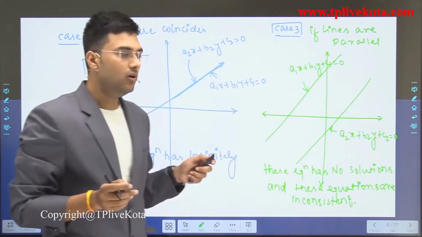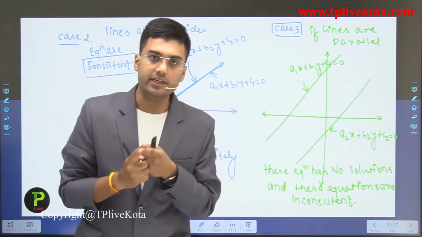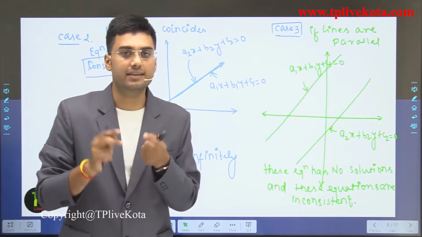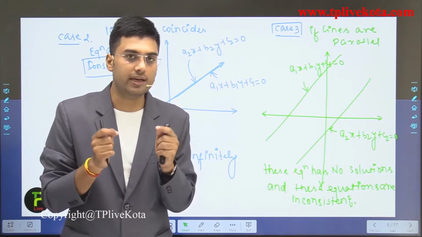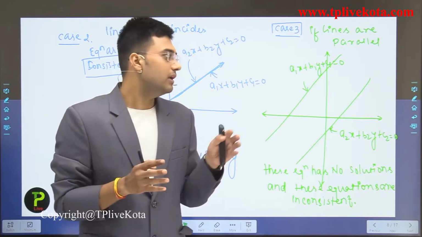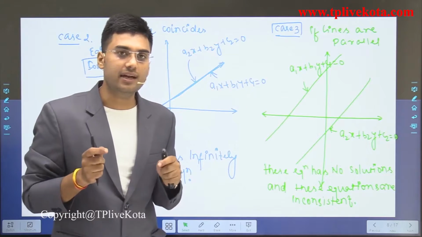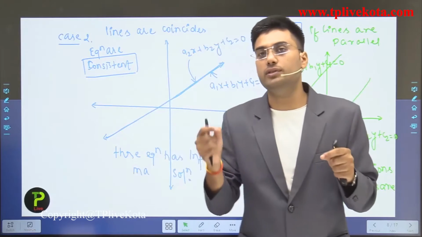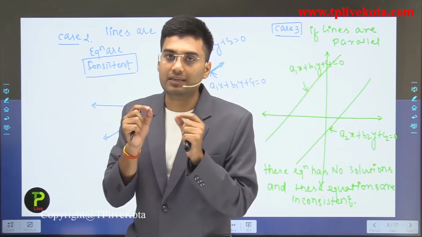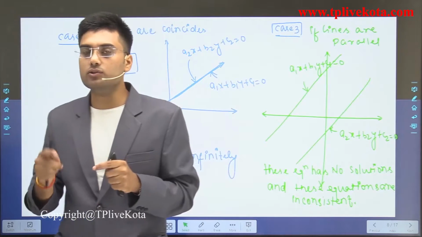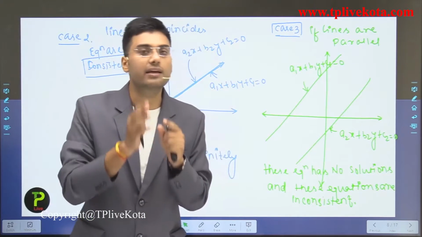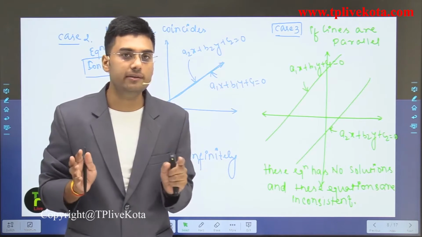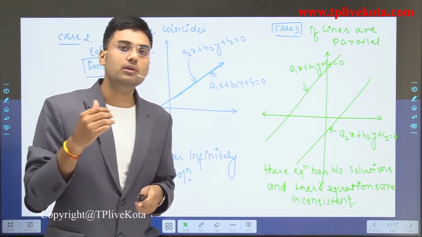Clear? Now we can say that if lines are intersecting, then equations have a unique solution. If lines coincide, then equations have infinite solutions. If lines are parallel, then equations have no solution. If we can find the solution, the equations are consistent, and if we cannot, they are inconsistent. Clear? I hope you understand all this theory. So after this theory, let's move to the examples.